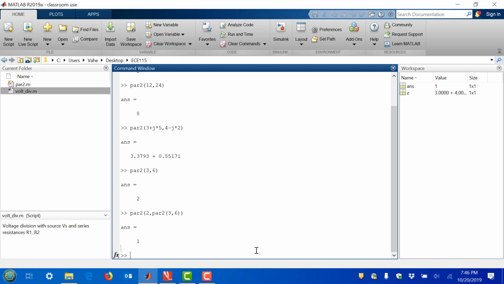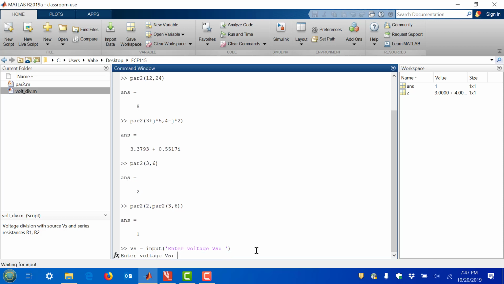So let's say we're going to ask the user to enter the Vs value. We may do something like this. We may say that Vs is input by using the command, believe it or not, input, that we ask the user, and inside the parentheses or single quotes, we say, for example, enter voltage Vs, and maybe we'll leave a little colon here. We'll leave a little space. You'll see why we need that space. Close the single quote, close the parentheses, and if we press enter, it says enter voltage Vs, right?